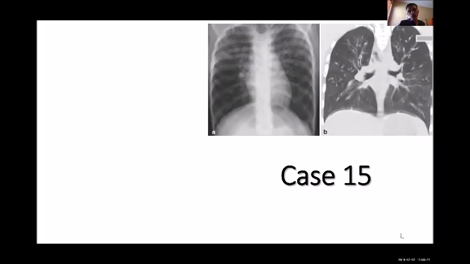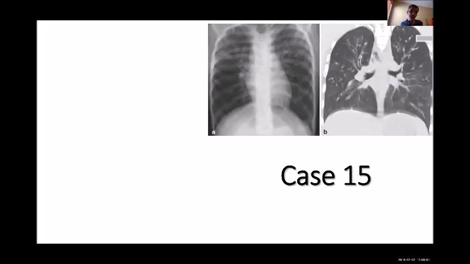How do you diagnose hyperinflation by the number of ribs? What is the number that tells you it's hyperinflated? When it goes more than 9. More than 9 or more, that's correct. What else tells you hyperinflated? Flattened diaphragm. The diaphragm is pushed down. That's very good. What else?